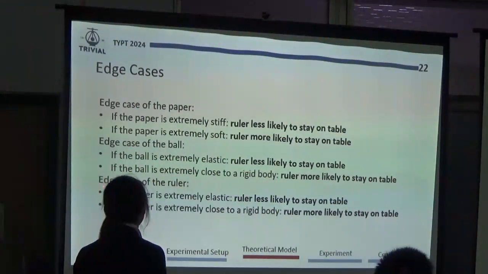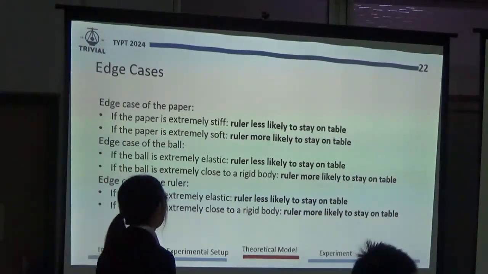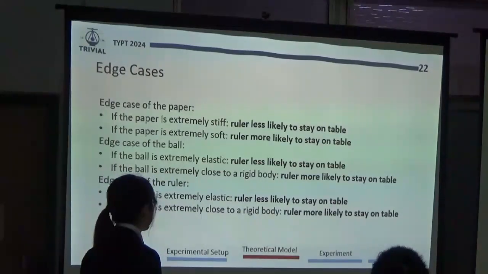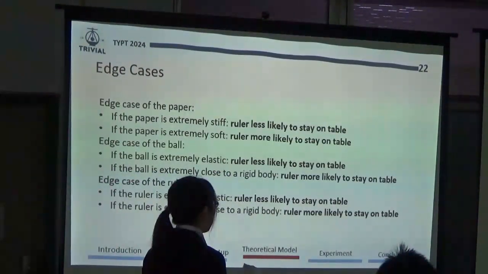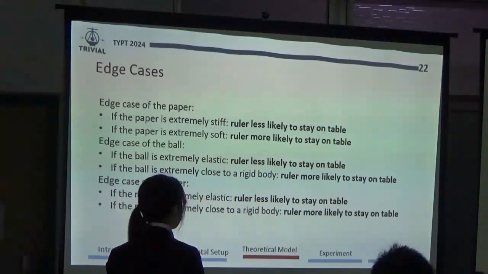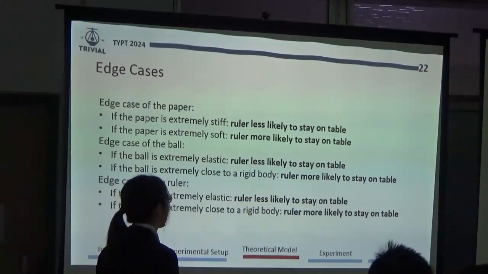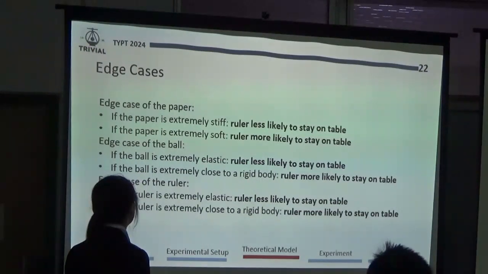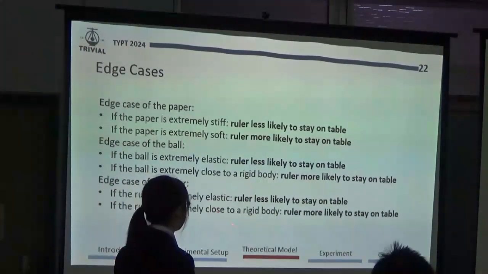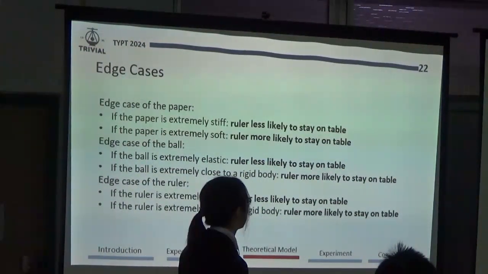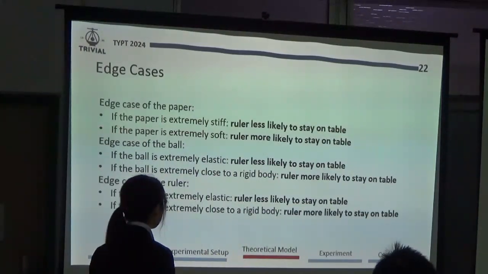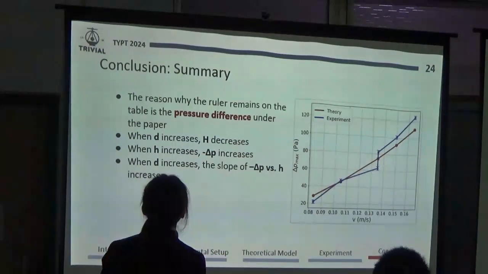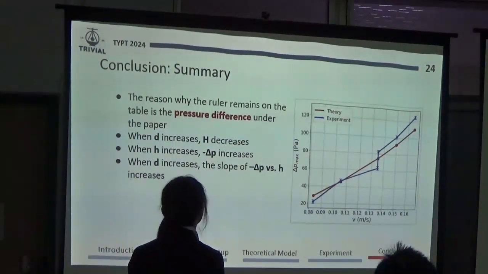And last, the edge case of the ruler. If the ruler is extremely elastic, it will be less likely to stay on the table, because the ruler will produce an extra elastic force that causes it to act like a spring and bounce itself off the table. Vice versa, if the ruler is extremely close to a rigid body, it will be more likely to stay on the table.